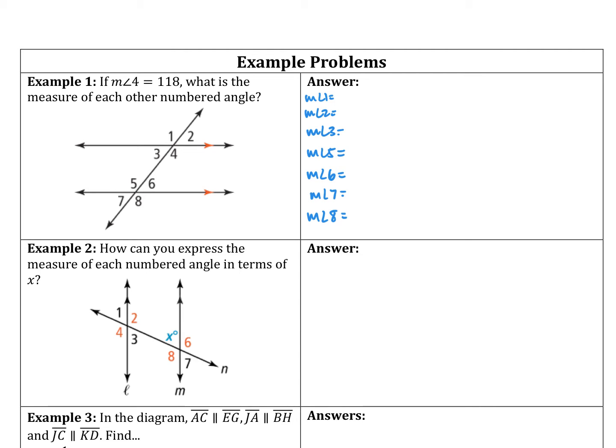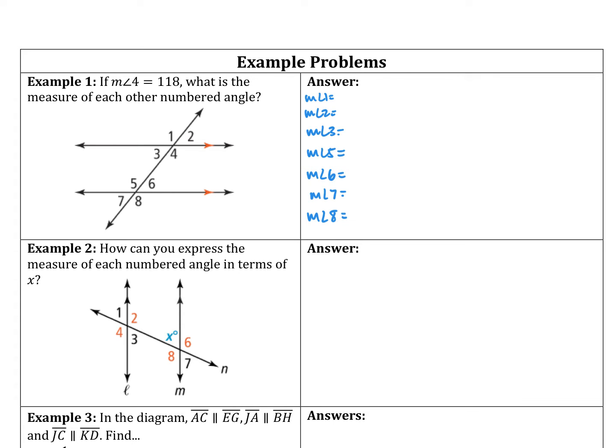In the first example here, we have the measure of angle 4 at 118, and we have to find the measures of the other angles in this picture. Now what we should notice is that these two lines are parallel. These little arrowheads tell us that these lines are parallel. So all those relationships about corresponding angles, alternate interior angles, same side interior angles, and alternate exterior angles will all be true. So we're going to use those to find at least some of these angles here.